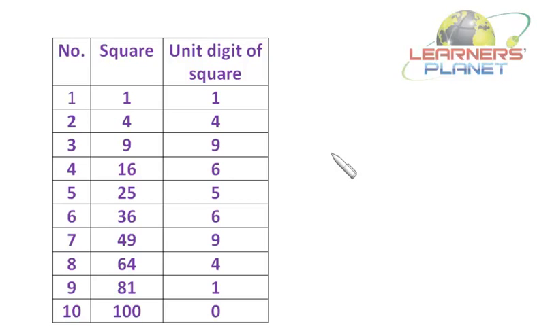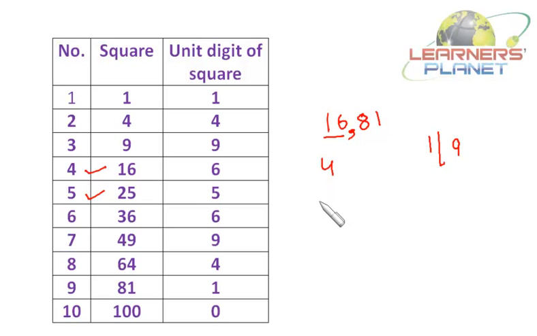Let's take another number. We take 1, 6, 8, 1. Now make the pairs. The unit digit must be either 1 or 9, and for the tens digit, since 16 is there, the square of 4 is 16 and the square of 5 is 25. So the tens digit will definitely be 4.